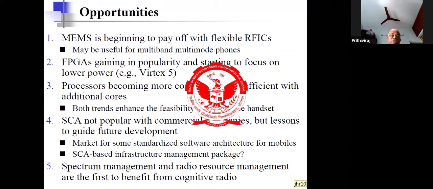And the last point here is that spectrum management and radio resource management are the first to benefit from cognitive radio. Because spectrum management is coming in a very big way in cognitive radio, which we will see at the end of our presentation. Next slide.